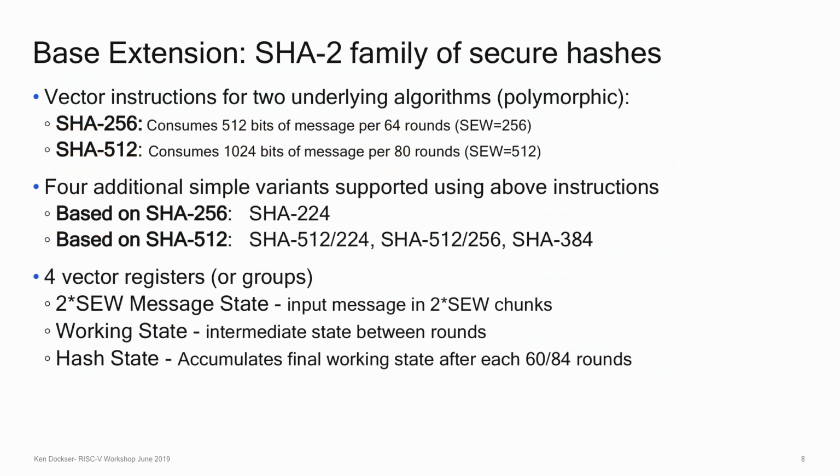We're also proposing some SHA-2 family instructions. And these are polymorphic instructions. So we'll just call them SHA-2 instructions. And then if your standard element width is set to 256 bits, it will execute SHA-256. If it's set to 512 bits, it will execute SHA-512. And then other variations of SHA-2, the 224, 512/224, can all efficiently be implemented using the SHA-256 and 512 instructions. Actually, again, it is just one instruction based on the element width. The SHA-2 algorithm can be done in 4 vector registers or 4 groups of registers. So 2 of those registers are used for the message state, and those have 2 times the standard element width, so double width elements. 1 register for working state, the intermediate values, and then 1 for the hash state. So that's the final working state, the output of the hash.